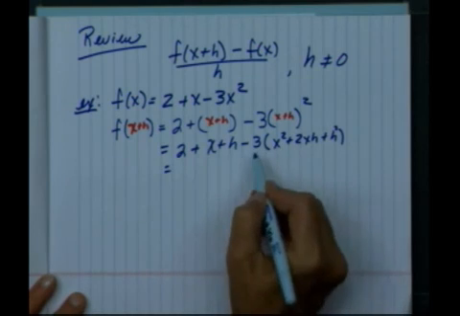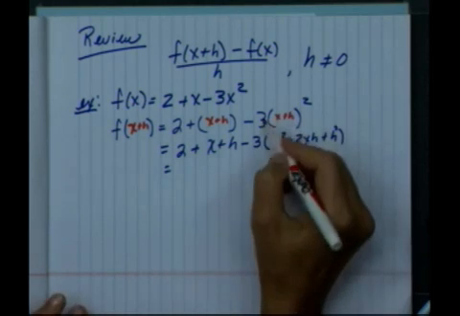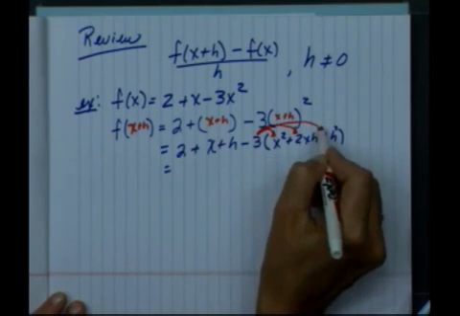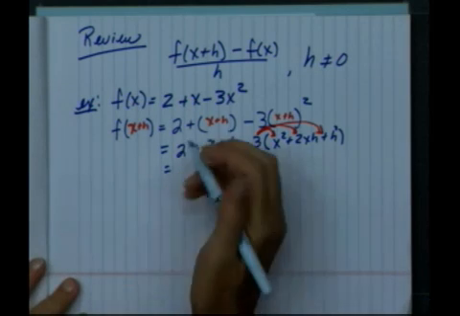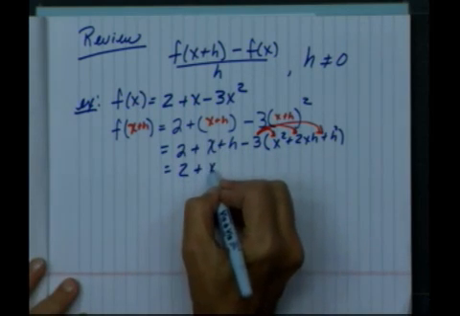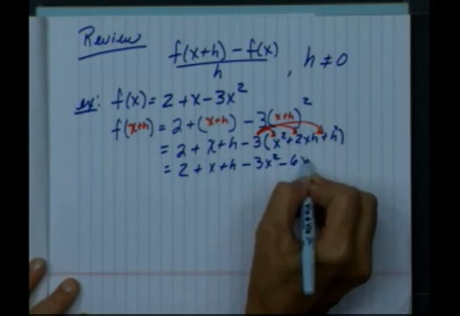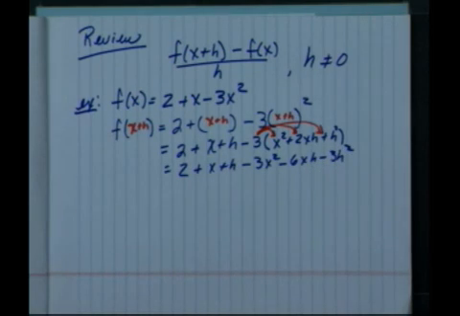And let's go another step where we distribute the negative 3. And again, I want to put this in red because I've seen some of your work already and you're forgetting to distribute your negative. It's minus 3 all the way through. So we have 2 plus x plus h minus 3x squared minus 6xh minus 3h squared.